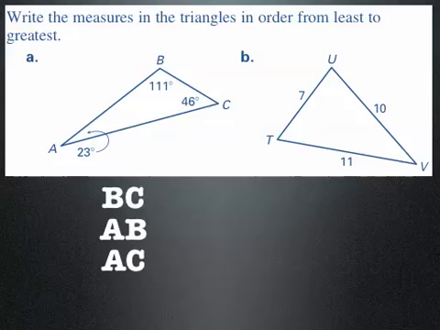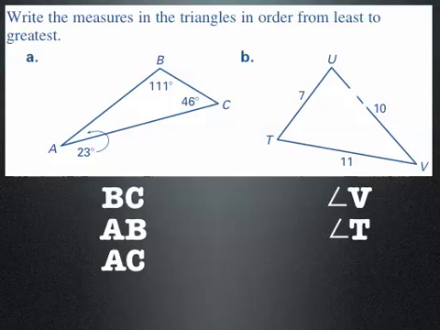If you look at example B, we're given the side lengths of the triangle TUV. Notice TU has a length of 7, UV has a length of 10, and TV has a length of 11. In this case, I want to order the angles from least to greatest. If TU is my smallest side, then the angle opposite, angle V, is going to be my smallest angle. The next smallest side is 10, UV, which is opposite of angle T. And then my largest side is TV, which is 11, which is opposite of angle U.